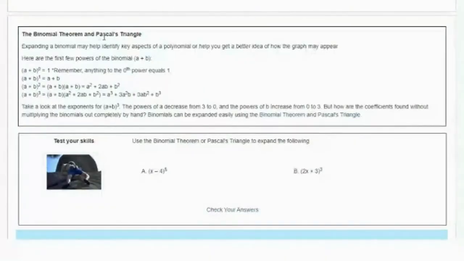Pascal, he figured out a lot of stuff. And he has what he calls Pascal's triangle. Now, let me go to check your answers. I'll show you how his triangle works.